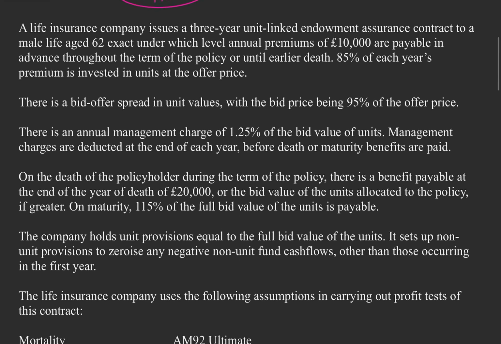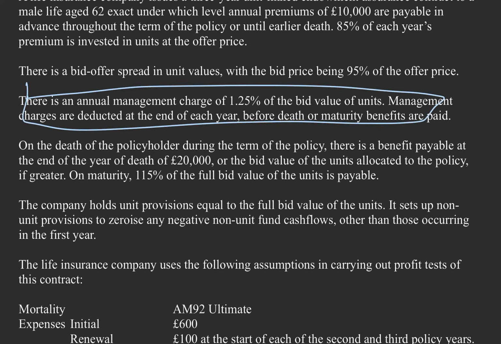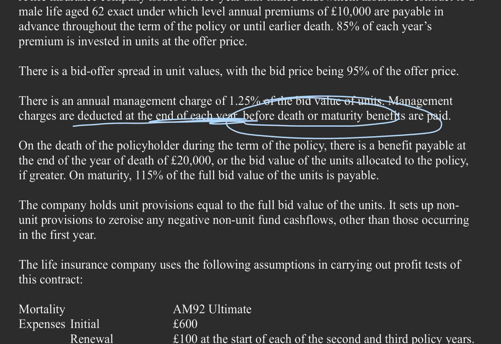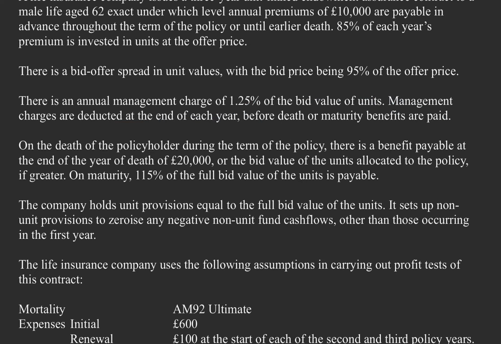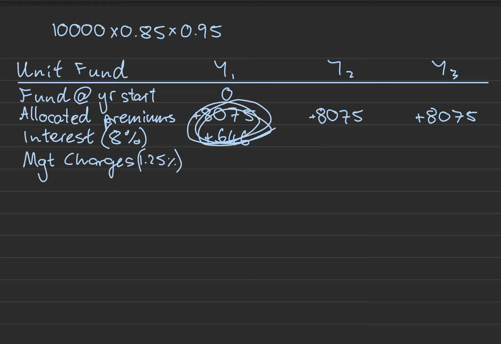Okay, now let's quickly read here again. Annual management charge of 1.25% of the bid value of units, and then it says they are deducted at the end of each year before maturity and death benefits are paid. Okay, so that means I'm going to do these management charges first in year one. Management charges, and this is at 1.25%. So if you take those two, add them together, and multiply by 1.25%, you should get 109.01. Okay, and this is an outflow from the unit fund.